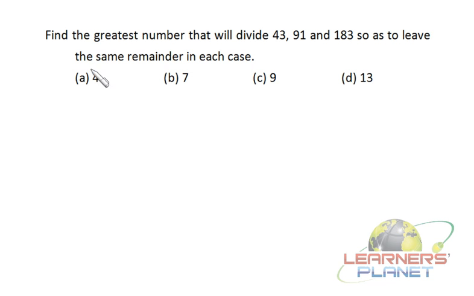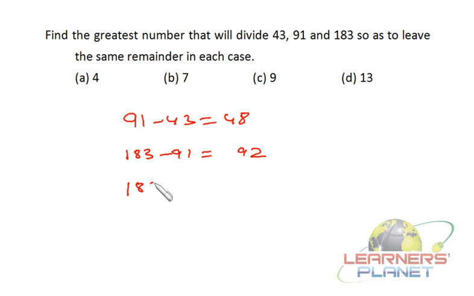Now, in this question, we have to find out the greatest number that will divide 43, 91 and 183 so as to leave the same remainder in each case. Friends, division is nothing but a repetition of subtraction. So first of all, let's subtract 43 from 91. We'll be getting 48. Then similarly, 183 minus 91 will be 92.